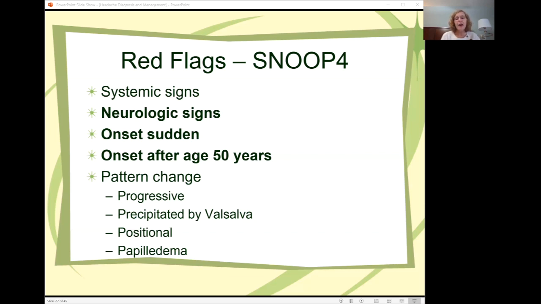Now, they have found that the most helpful of these red flags, in order of helpfulness, are number 1, the sudden onset. Number 2 is associated neurologic signs and symptoms. And number 3 is the onset of new headache after the age of 50 years. So any of those three are a huge red flag.